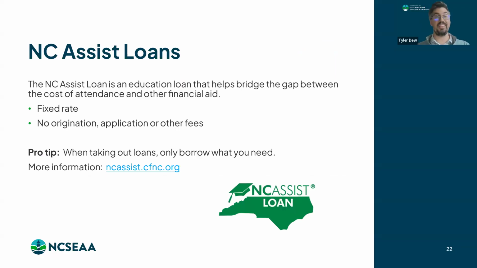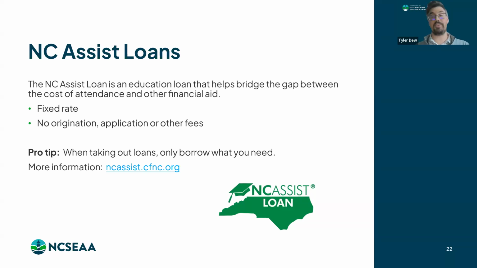And this is another loan, the NC Assist loan. So it's an educational loan that helps bridge the gap between the cost of attendance and other financial aid, which is kind of what we're saying with gap funding, and we'll get in a little bit into that as well. It has a fixed rate, has no origination, application, or other fees like that. So if you are interested in the NC Assist loan and looking more into that, you can go to ncassist.cfnc.org.